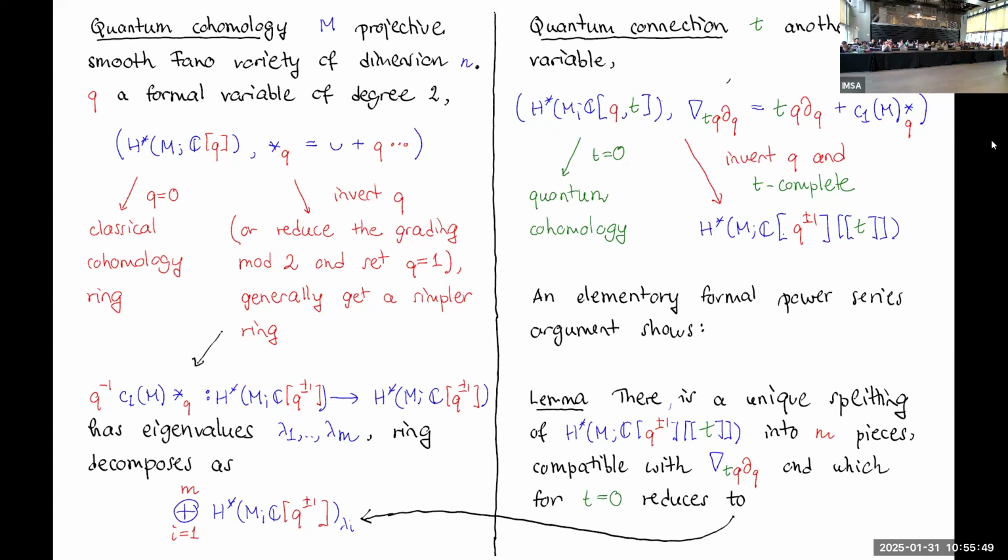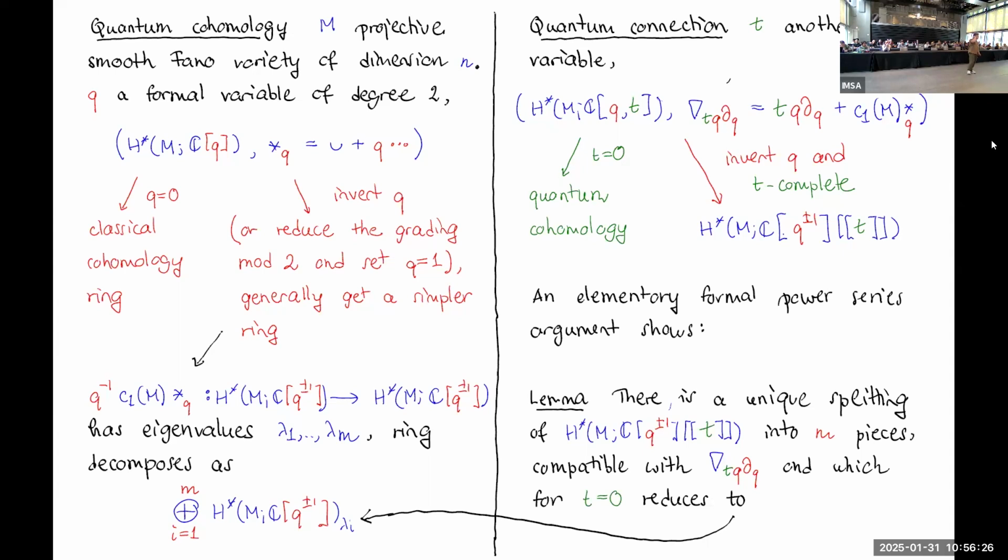background of Tony's talk, done by formal power series, power by power in t, which says that you can split this one here into pieces, one for each eigenvalue, such that the pieces are preserved by this connection, and such that if you set t equals 0, the splitting reduces to this one. And actually, there's a unique way to do it. You can look it up in ODE textbooks from the first half of the 20th century, when they were still doing formal power series in ODE textbooks.